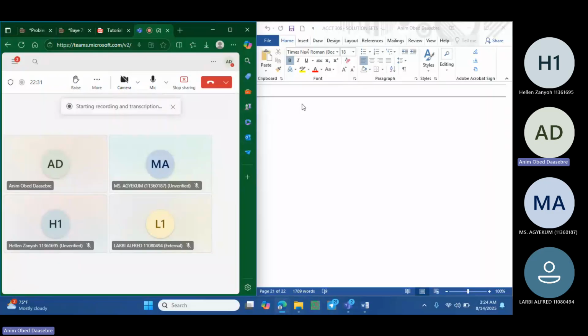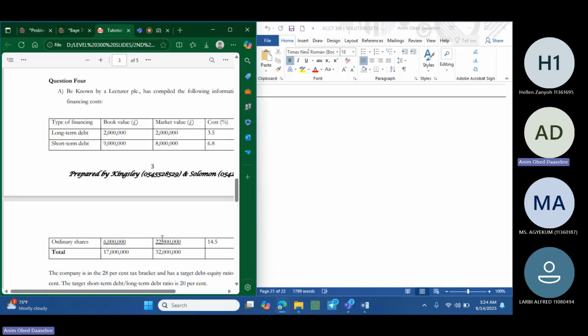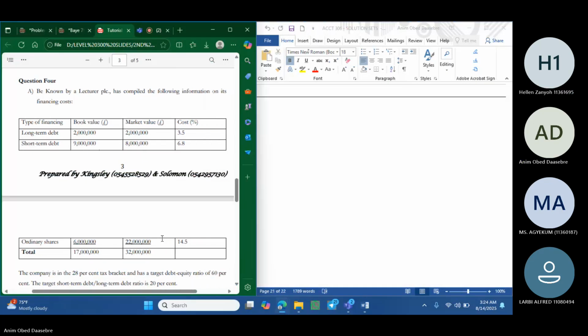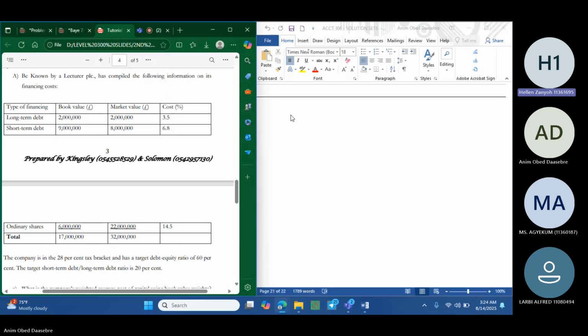Okay, since we can see from our side, can you give me the values for the information regarding question A? Okay, so the book value is 2 million. That's a long-term debt.